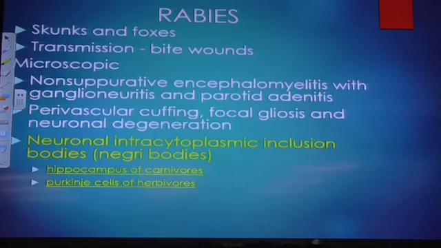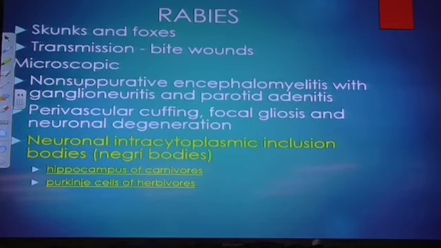Microscopically, we see non-suppurative encephalomyelitis with inflammation of the ganglion, or ganglionuritis. And remember, where does rabies usually like to stay? In your salivary glands. So it's spread by bites, through an open wound. You do see perivascular cuffing, gliosis, which is proliferation of glial cells, and neuronal degeneration. What stands out in rabies is the neuronal intracytoplasmic inclusions called Negri bodies.